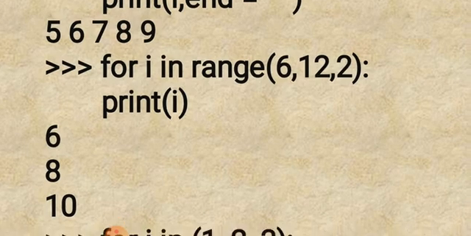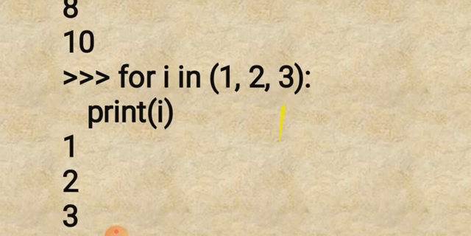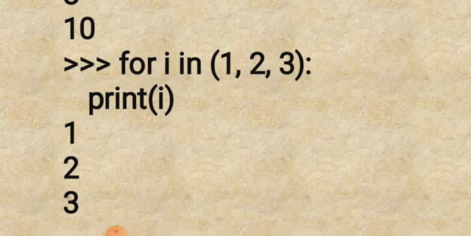One more here, for i in range 1, 2, 3. What will happen? It is starting from 1, ending before 2, and the increment will be 3. 3 means we have to increment by 3. So which is 1, 2, 3.